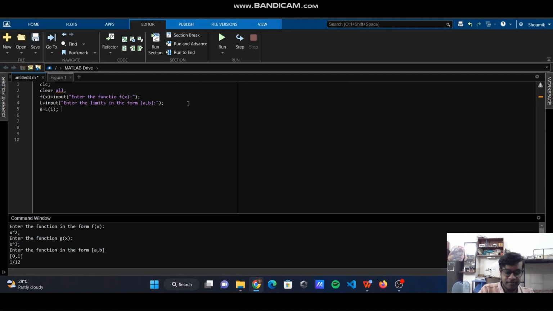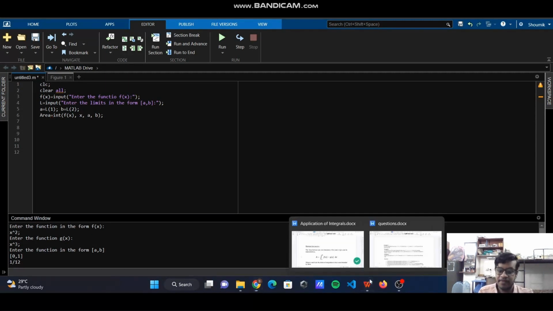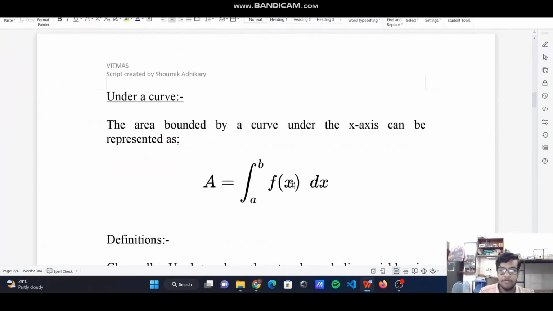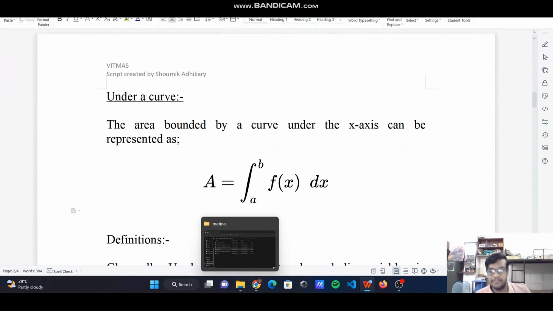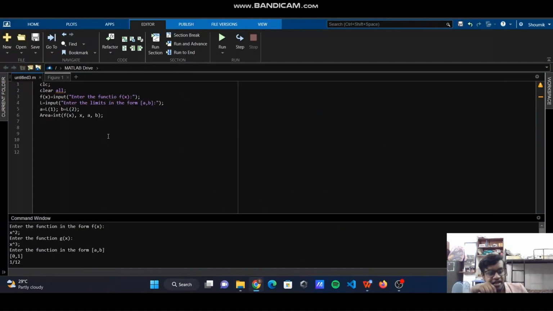Now, obviously, we are going to do the same thing. We'll define the lower limit a as l of 1, b as l of 2. These are the two limits given the range a comma b, right? Area equal to int f of x with respect to x, a and b, the area of the function with respect to x from a to b, which is what we discussed, right? So that will be the area.